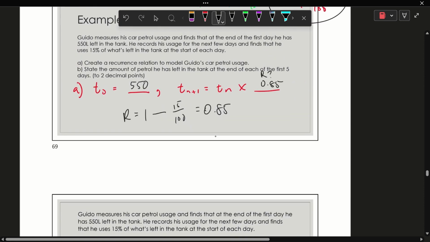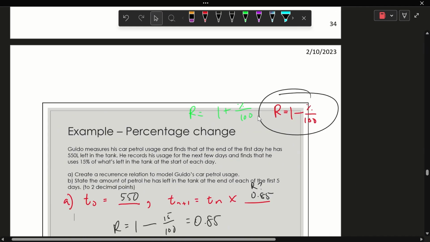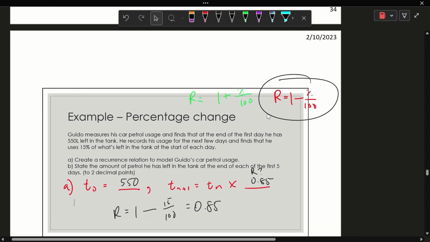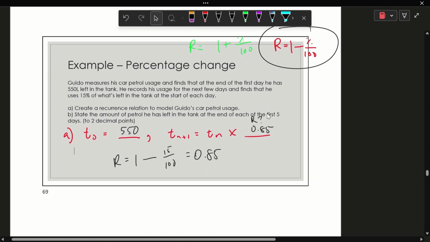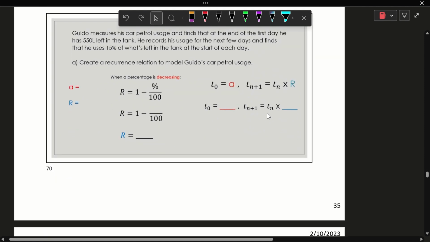Say that again. Because it's a percentage. So these two rules only apply when it's a percentage change. Okay? And it'll be very obvious that it's changing by that amount. All right. So that's part A, nice and easy.